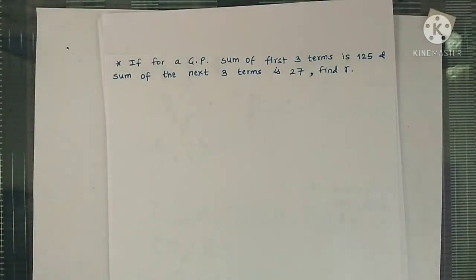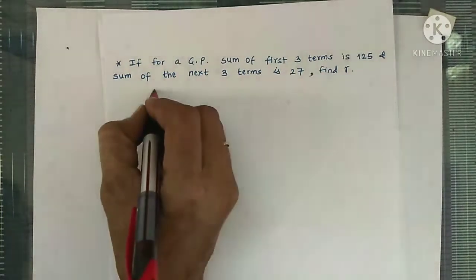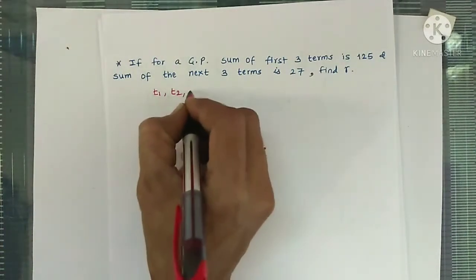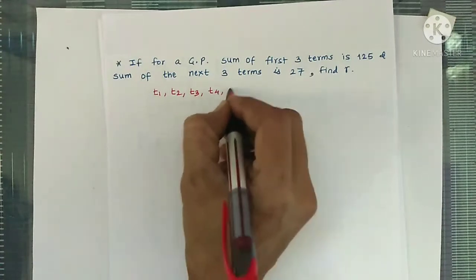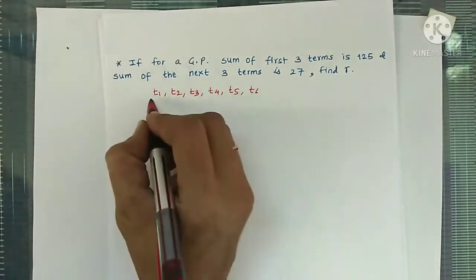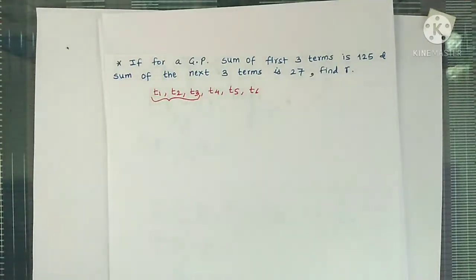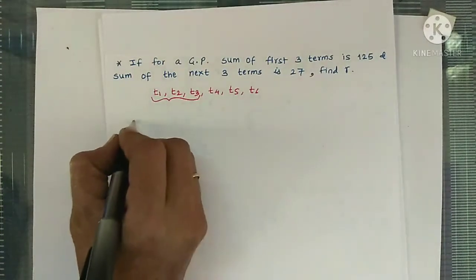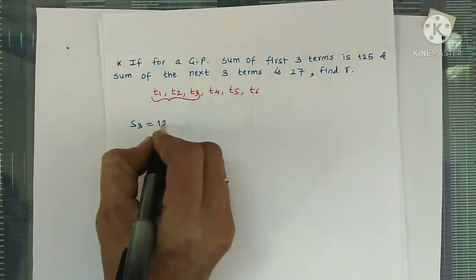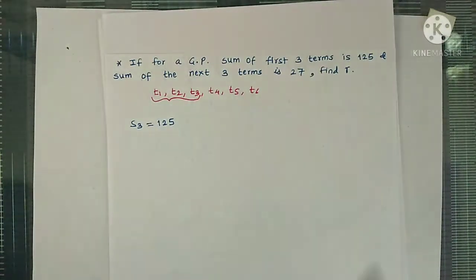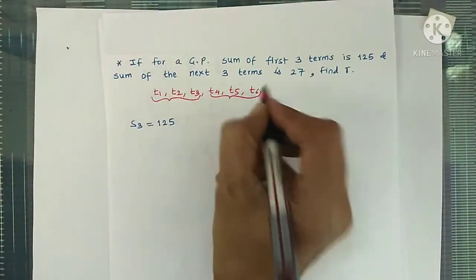Now consider this question. If for a GP, sum of first 3 terms is 125 and sum of the next 3 terms is 27, find r. What is given is S3, but S6 is not given. It is the sum of the next 3 terms. So information about 6 terms is given: T4, T5, T6. Sum of first 3 terms becomes S3, so S3 equals 125. And the sum of the next 3 terms is given. So the sum of these 3 terms is 27.